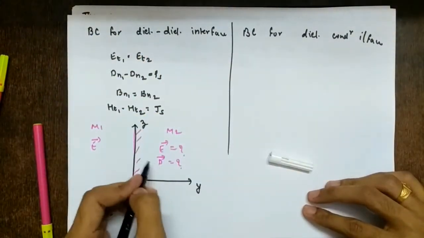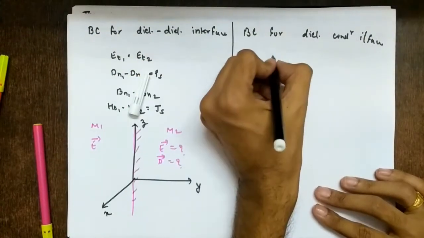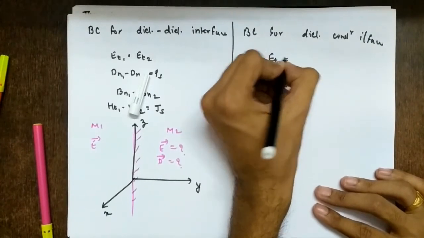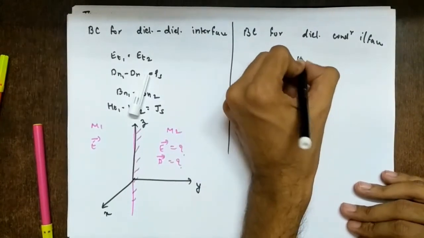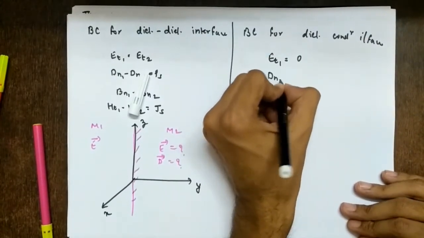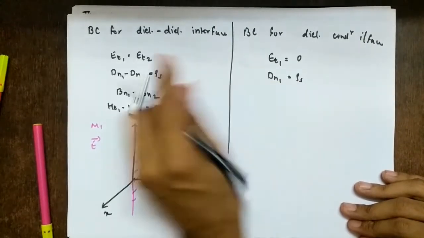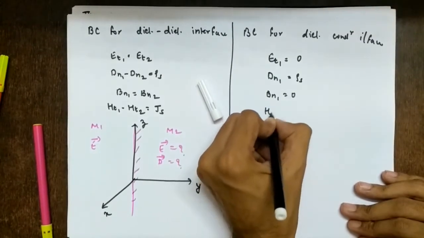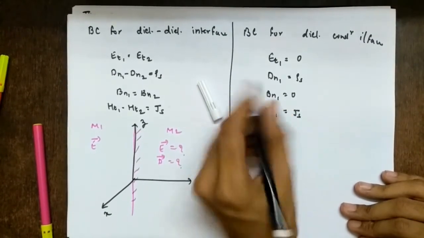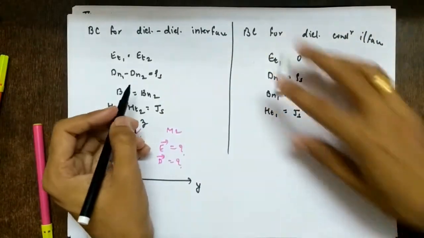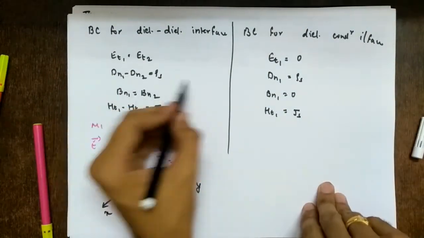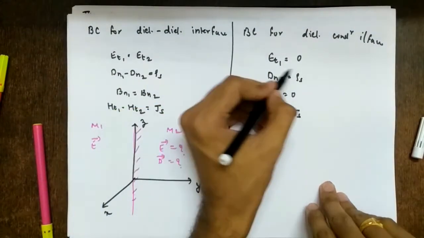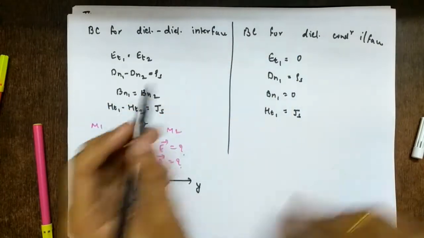The same applies even if it is a conductor. So what are the equations? We saw that an electromagnetic field cannot penetrate a conductor. So Et1 equal to 0, Dn1 equal to rho s, Bn1 equal to 0, and Ht1 equal to Js. In the absence of electric charges and currents, rho s is 0, Js is 0, so this all will be 0 for the dielectric conductor interface.